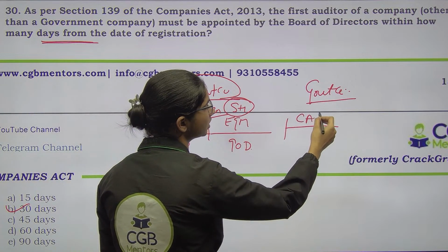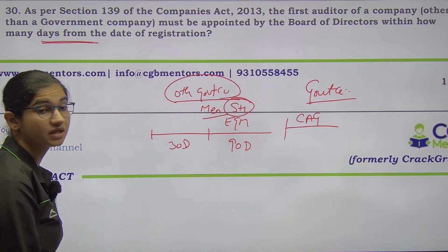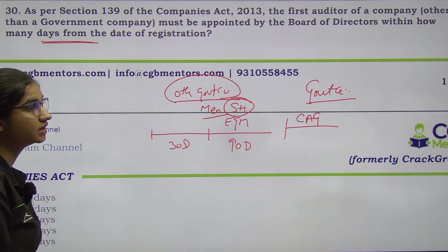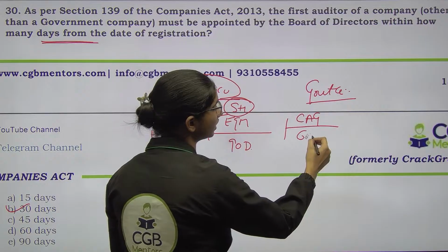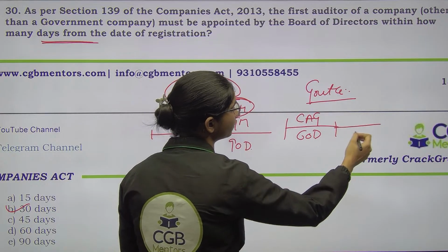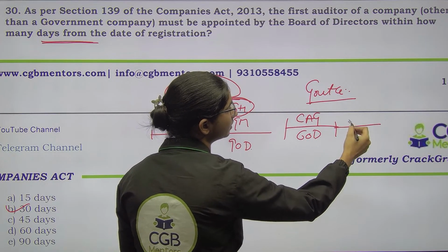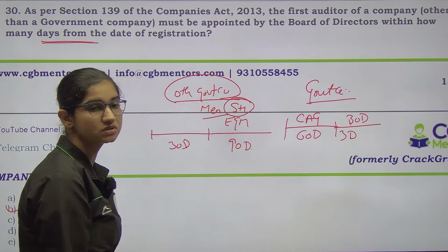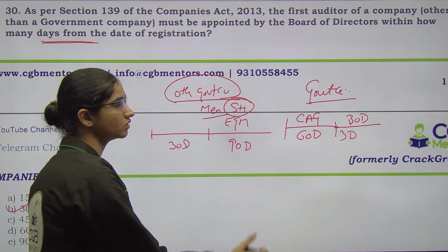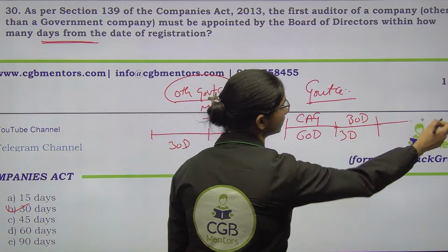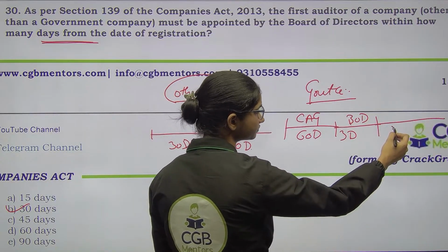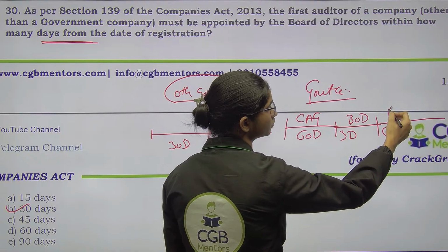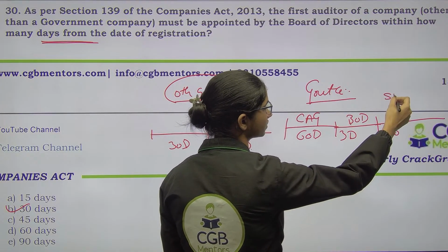CAG is basically the Comptroller and Auditor General of India, the ultimate authority for auditing. Okay, so those will appoint in how many days? In 60 days. If that does not happen, then the BOD will appoint in how many days? In 30 days. And if due to certain specific reasons that is also not happening, then who will appoint? Then it will be appointed in the next 60 days by the members of the company, basically the shareholders of the company.